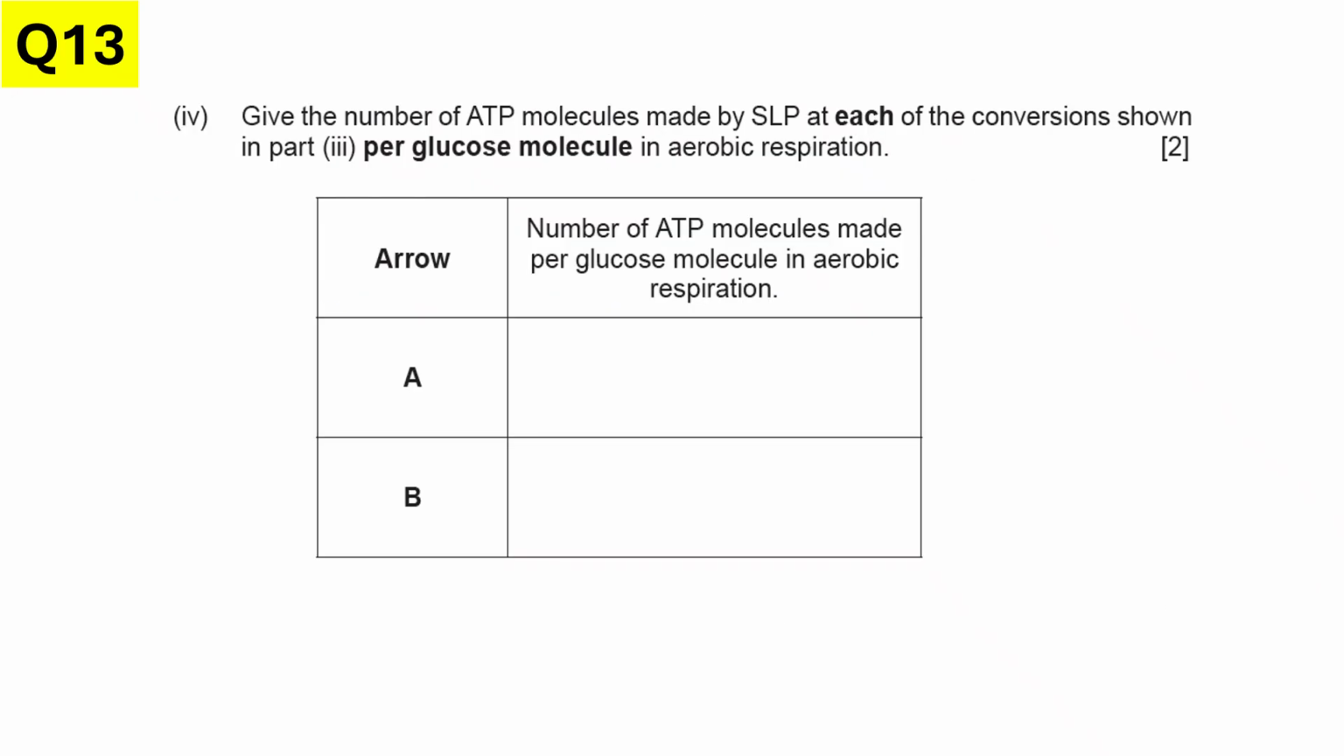So part 4 to this question asks us to give the number of ATP made by substrate level phosphorylation at each of the conversions shown in the previous diagram, but it does say per glucose molecule, and this is aerobic respiration. So point A we know is glycolysis. We know as triose phosphate is oxidized to pyruvate, there's actually 2 molecules of ATP that get synthesized per triose phosphate. Now, because glucose is a 6-carbon molecule, you get 2 triose phosphates, and each triose phosphate gives 2 ATP. So the gross number of ATP is 4 from a single molecule of glucose in glycolysis.